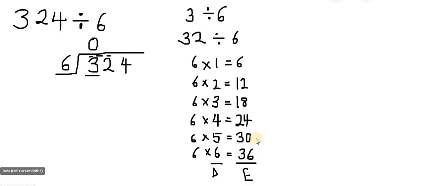Now, we have to find the number on column E. What line is 32? Since we have no 32, we have to find the number on column E that's smaller than 32 but closest to it, which is 30. So we take this line.